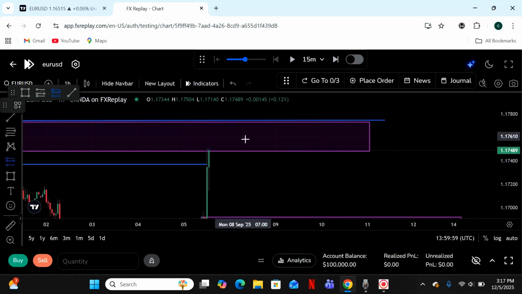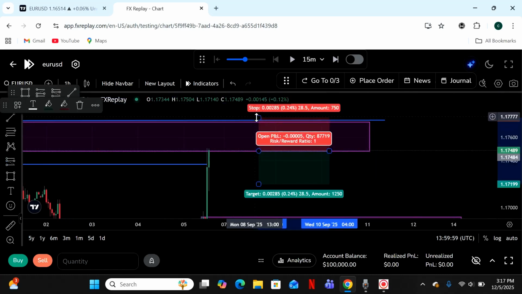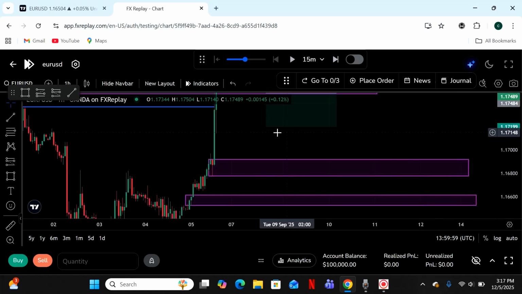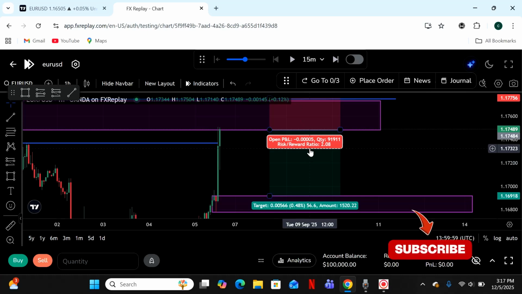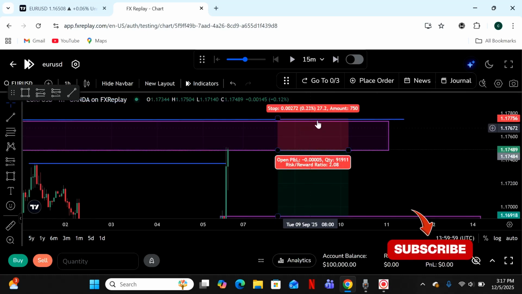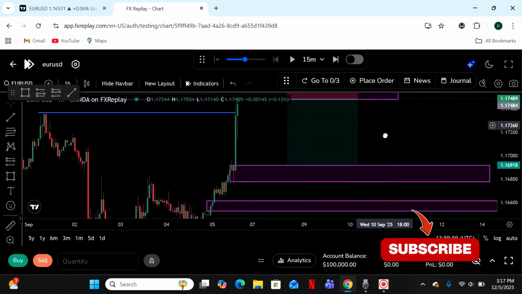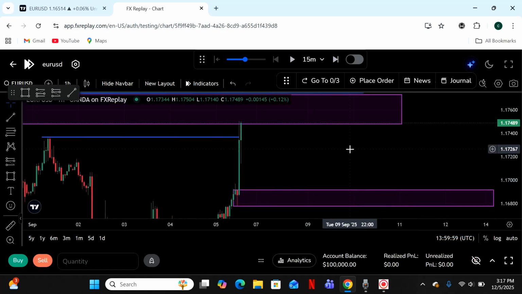Others would like to just set limit orders and then trade down to this. But this gives you a bigger stop loss space. But if you wait for a confirmation entry, the market is going to give you a smaller stop loss space.